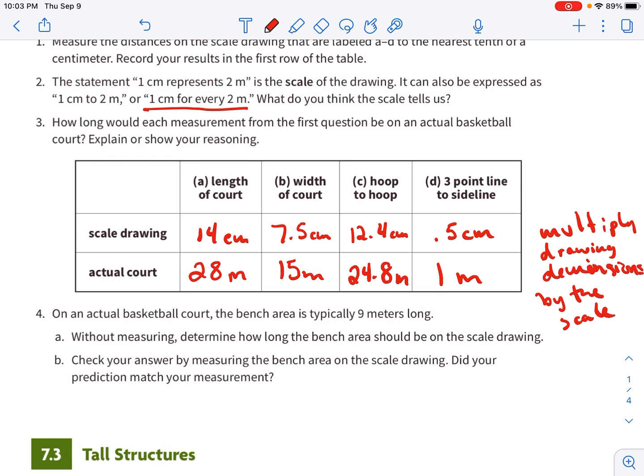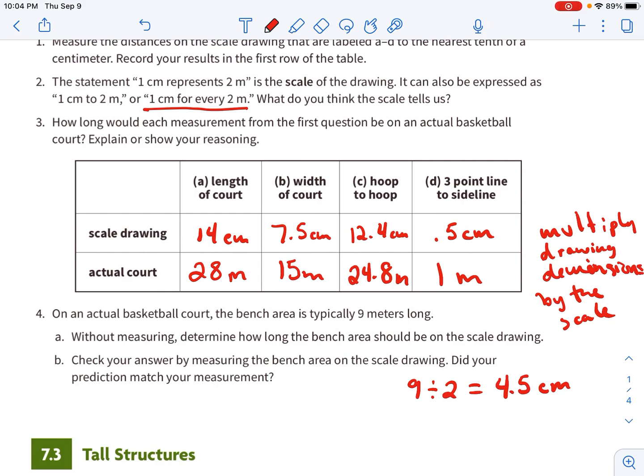Now, if we're going to go the other way, backwards, from the actual dimension to our scale drawing, we need to undo that multiplication. To undo multiplication, it would be division. So you are going to divide that actual dimension by 2. So 9 divided by 2 is going to equal 4.5. So on this drawing, we should see that it measures about 4.5 centimeters.